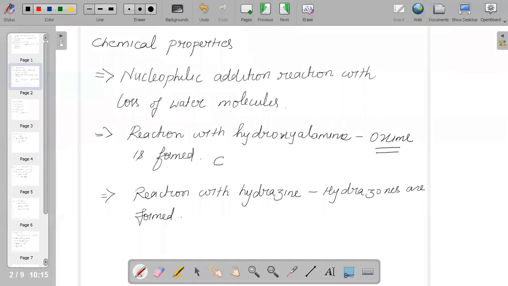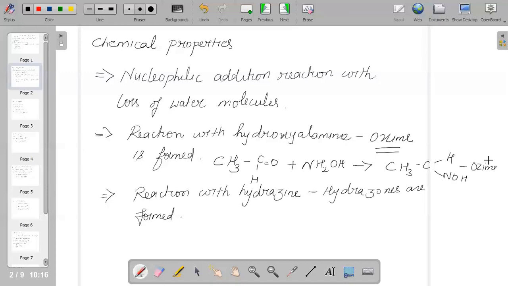For example, I can take ethanal, CH3CHO, plus NH2OH, and the product formed will be CH3CH=NOH. This is called oxime. So whenever an aldehyde reacts with hydroxylamine, the product formed is oxime.